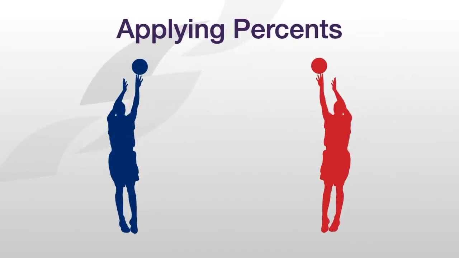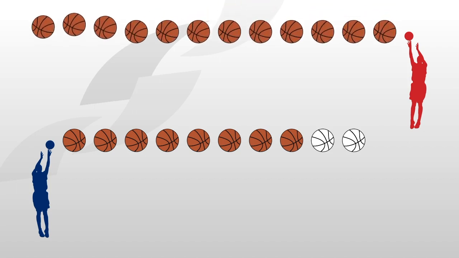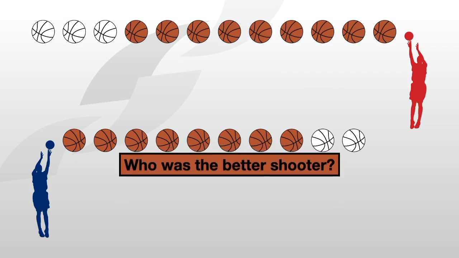This problem involves making a comparison between 2 competing basketball players. The leading scorer on Team Blue attempted 10 shots. He made 8 of them. The leading scorer on Team Red attempted 12 shots. He made 9 of them. Who was the better shooter?